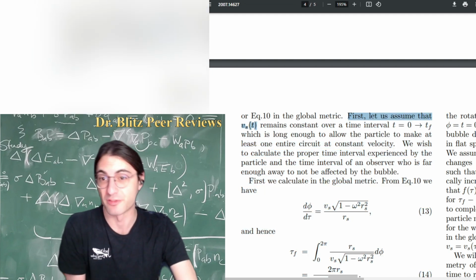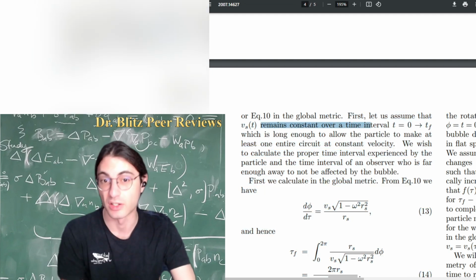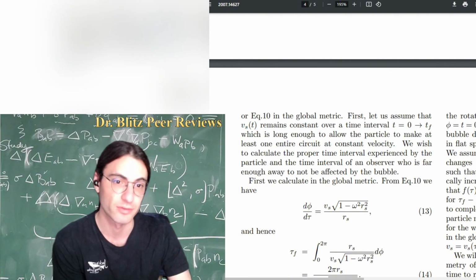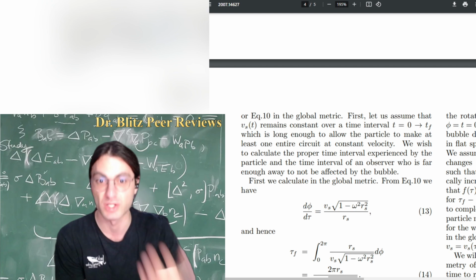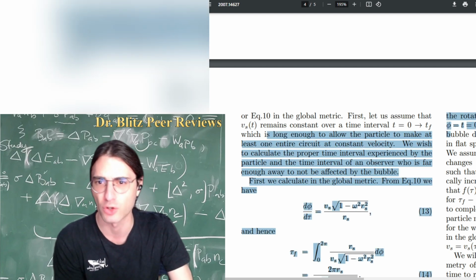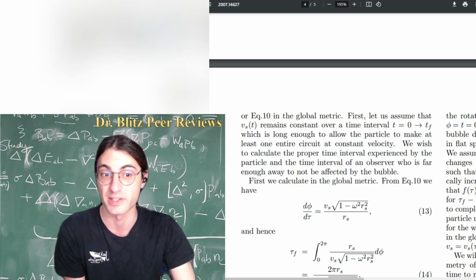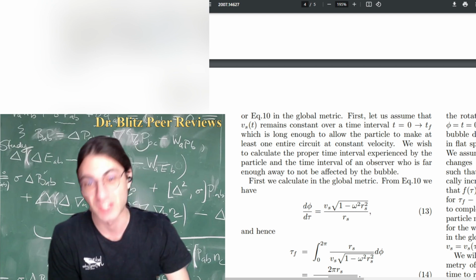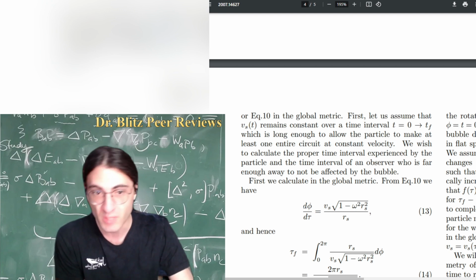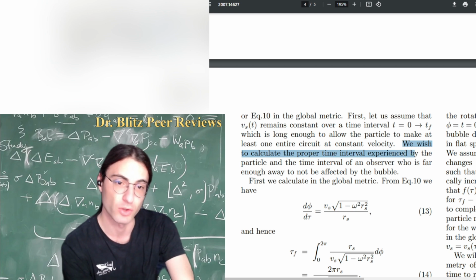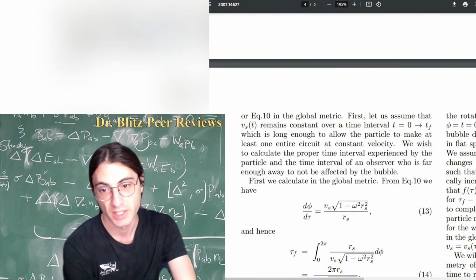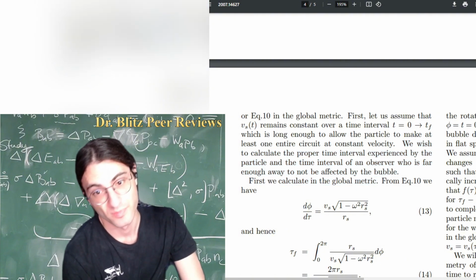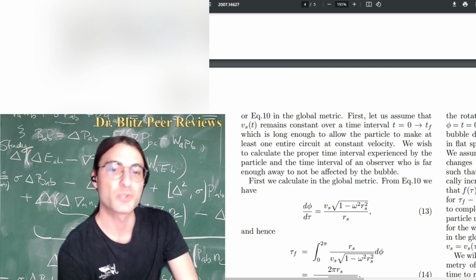First, let us assume that v_s of t remains constant over a time interval t equals 0 to t_f. So you're not speeding up, you're not slowing down, it's constant for some long duration, long enough to allow the particle to make at least one entire circuit at constant velocity. So the point is you actually have to come back to where you started. We wish to calculate the proper time interval experienced by the particle and the time interval of an observer who is far enough away to not be affected by the bubble. So, this is going to be very weird. First, we calculate in the global metric.